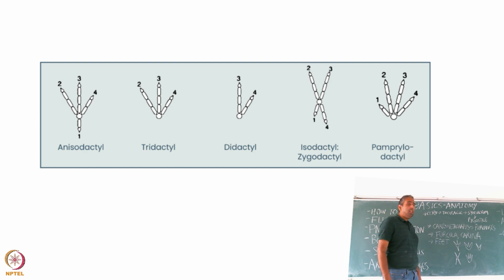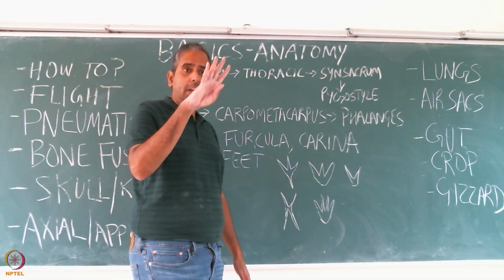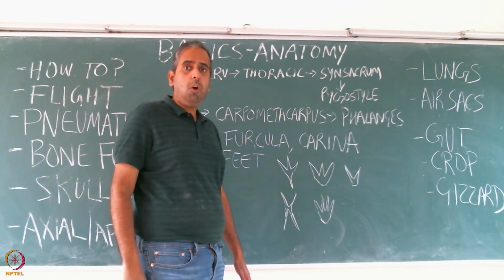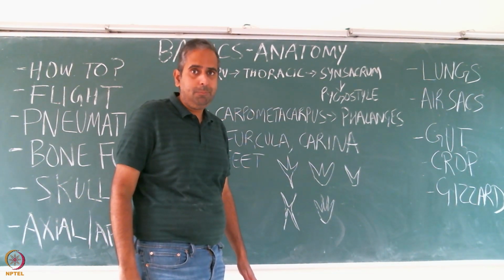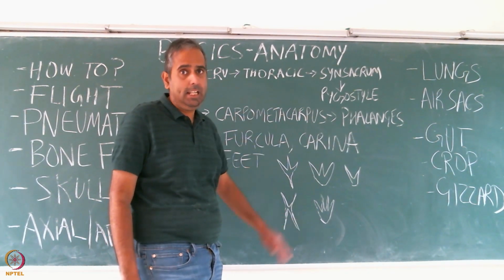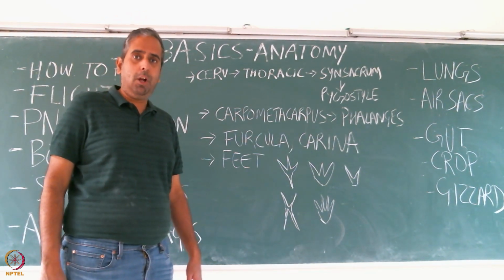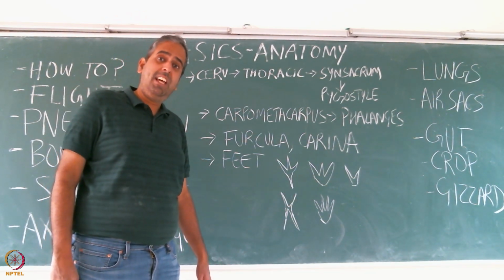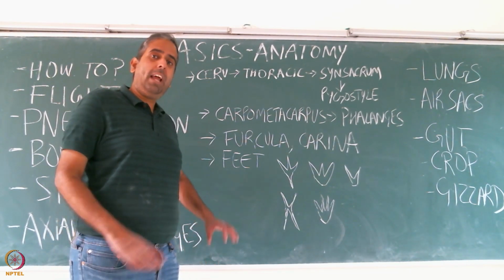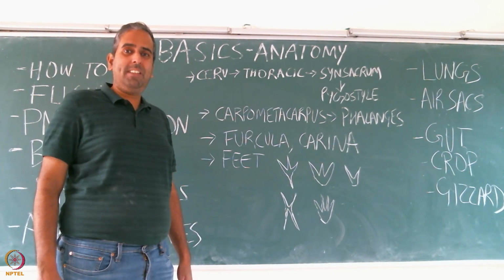Okay? And then you've got a very specialized kind of foot that's found in swifts and a few other birds, where all 4 toes face forward, like so. This is called pamprodactyl. Okay? P-A-M-P-R-O-D-A-C-T-Y-L. 4 toes facing forward. Now, you don't need to remember this terminology. This is just here for your interest. And if you want to look up these terms, you can actually see what the kinds of feet and perching devices that birds have are.